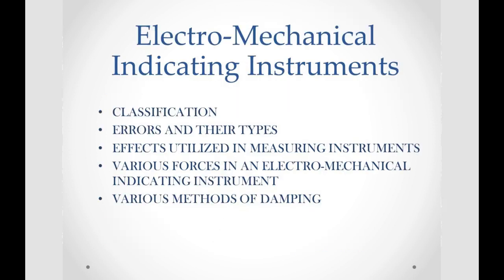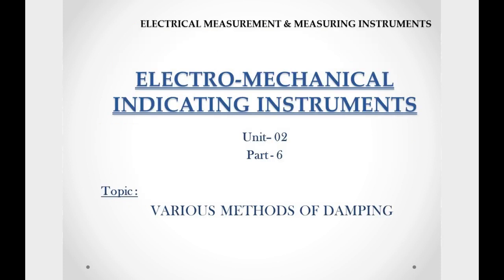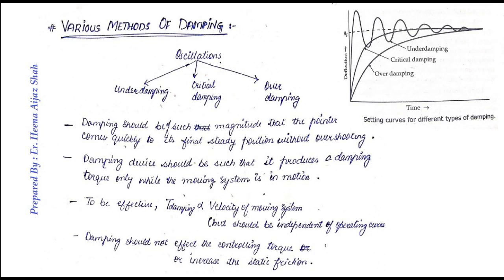As we have completed the major portion of this chapter, now we are left with only one topic. Today we will be studying the various methods of damping. As we have already read, the function of damping in any electrical instrument is to avoid oscillations. First, we will understand the different types of oscillations that may occur in an instrument. After that, we will understand how we can overcome those oscillations.